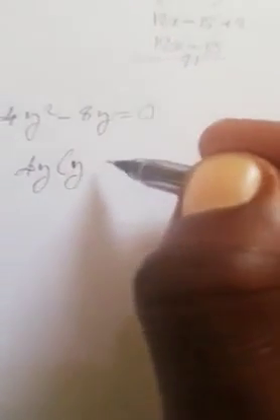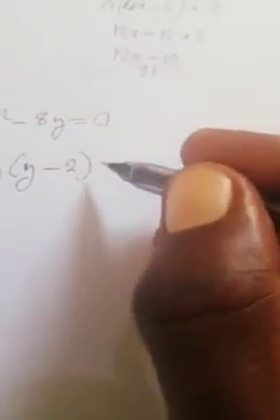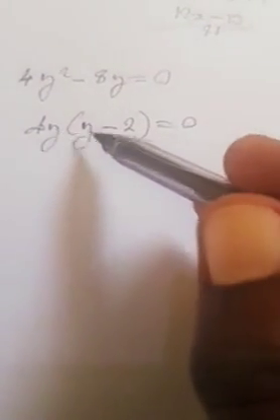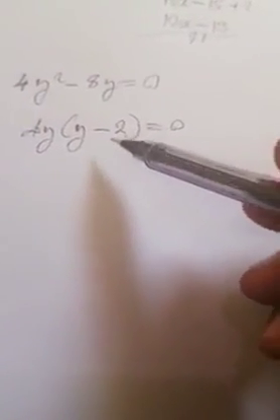Open bracket: 4y divided into 4y squared, we are remaining with y, minus 4y into 8y, we have a 2, is equal to 0. When you factorize, after factorizing, when you multiply what you have factorized, it has to take you back here. That's called expansion. This is algebra.